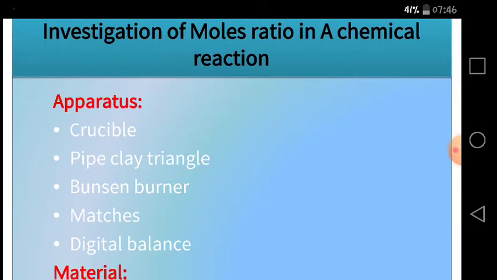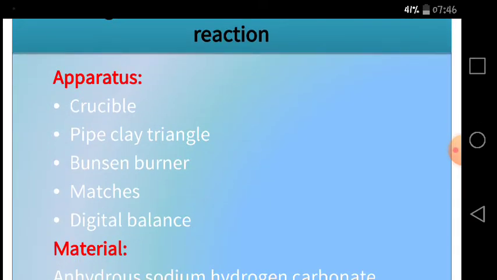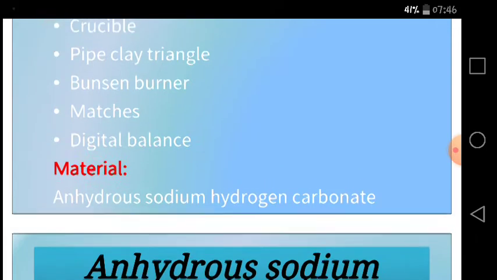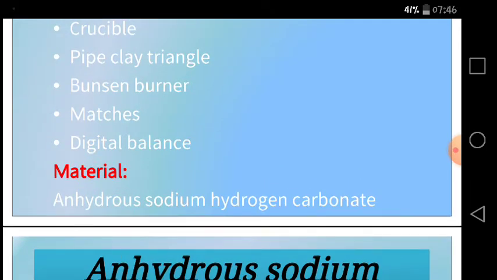And for this purpose, dear students, we need apparatus: a crucible, pipe clay triangle, Bunsen burner, matchboxes, and digital balance. And beside this, we need a stand, a retort stand. The material which is required is anhydrous hydrogen carbonate.